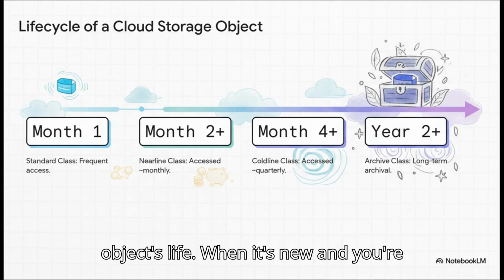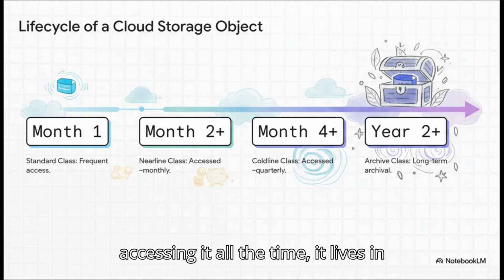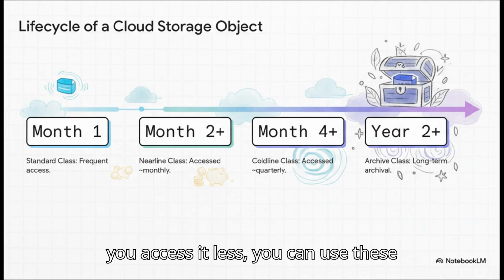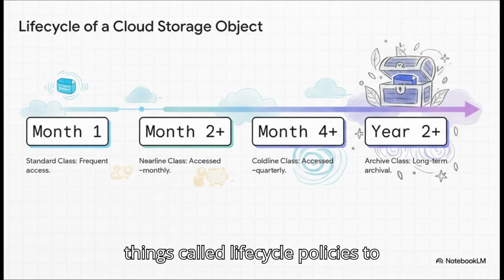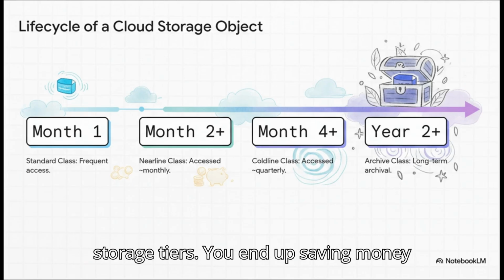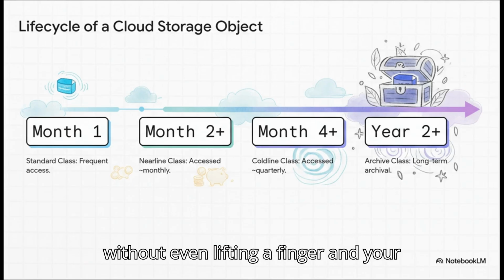So think of it like an object's life. When it's new and you're accessing it all the time, it lives in Standard class. But as it gets older and you access it less, you can use these things called lifecycle policies to automatically move it to cheaper, colder storage tiers. You end up saving money without even lifting a finger.